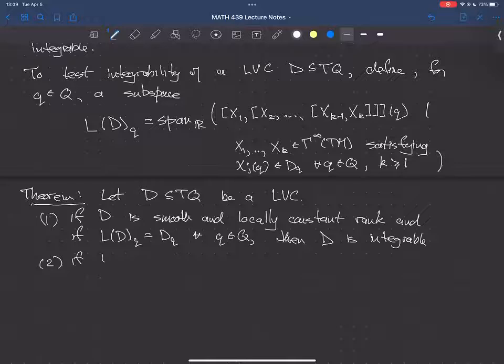The other condition is a little bit stronger, but it involves a concept which we haven't really talked about, and I do want to mention it since it's important. And that is if D is real analytic.